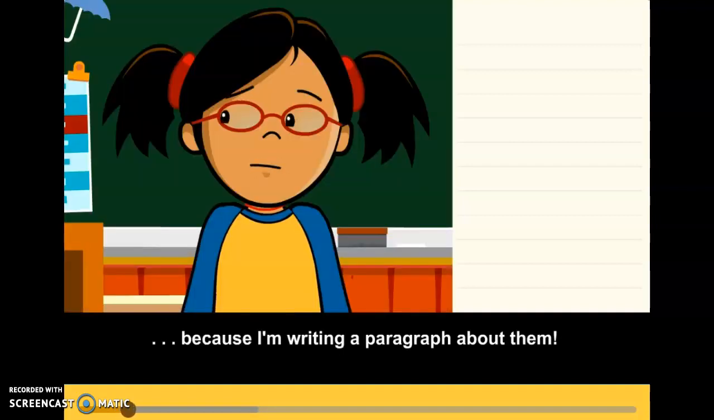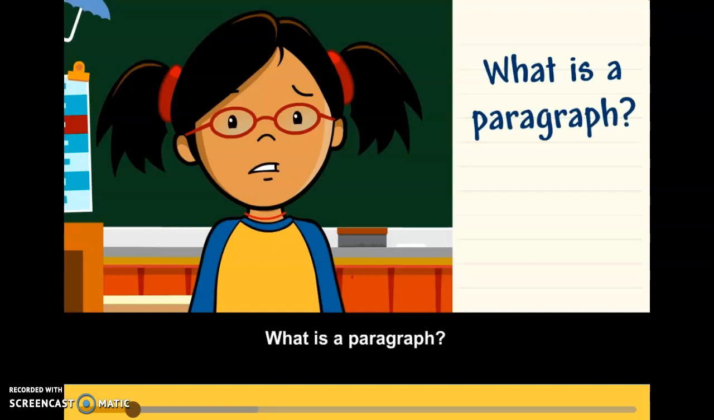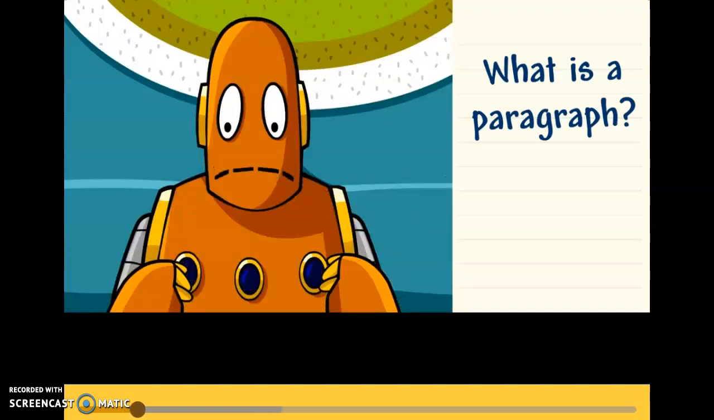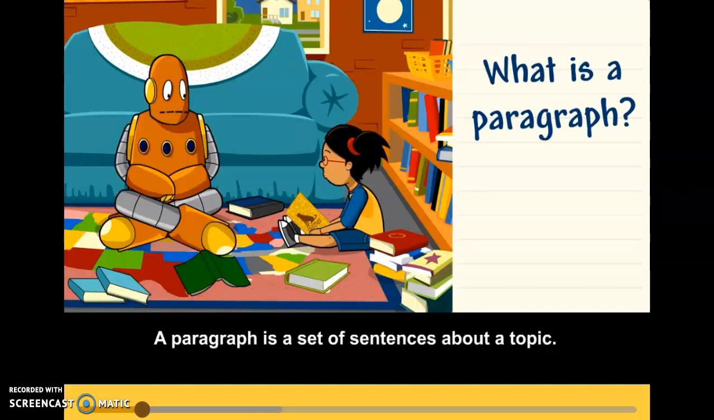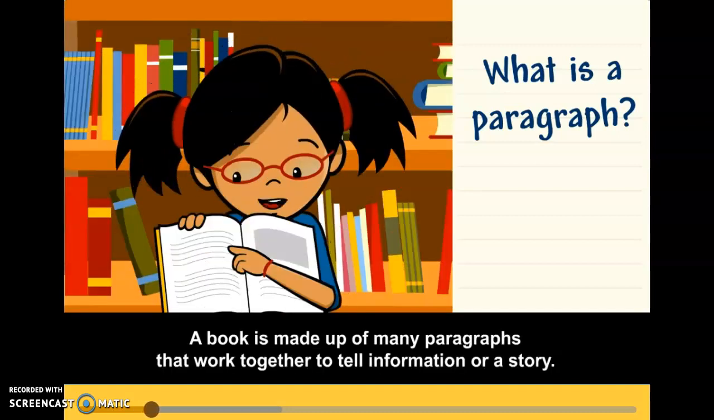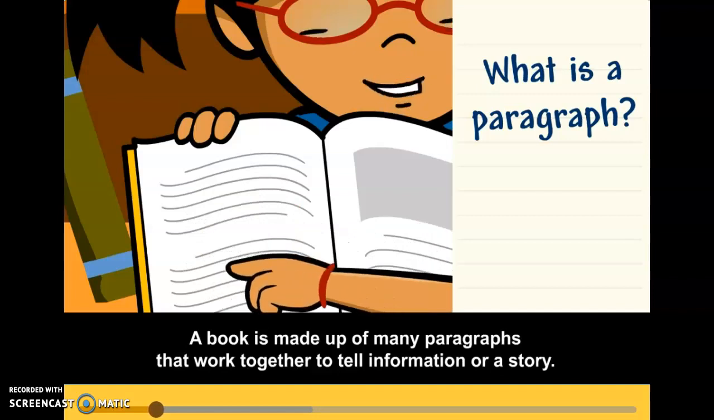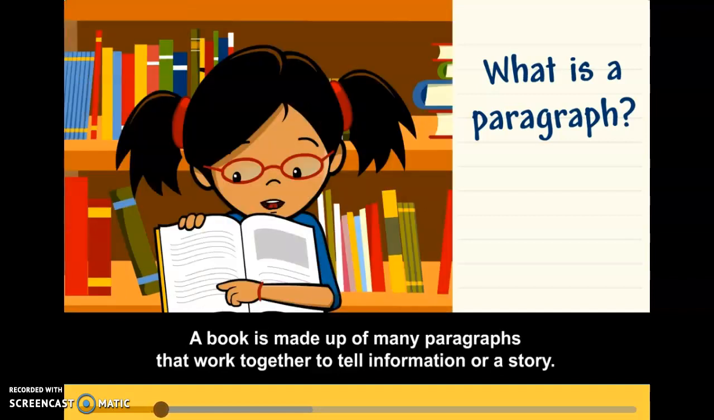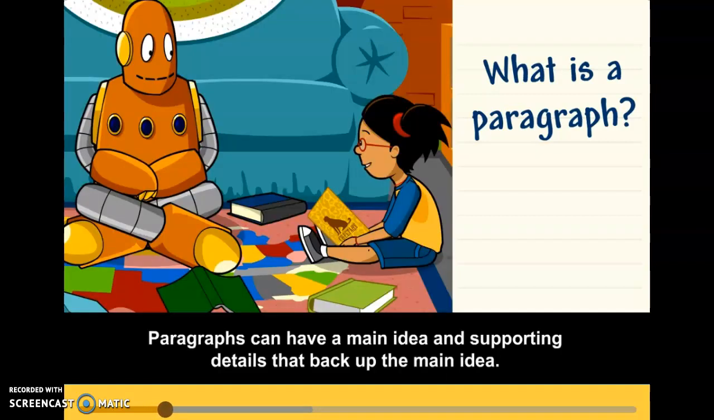Paragraph about them. What is a paragraph? A paragraph is a set of sentences about a topic. A book is made up of many paragraphs that work together to tell information or a story. Paragraphs can have a main idea and supporting details that back up the main idea.